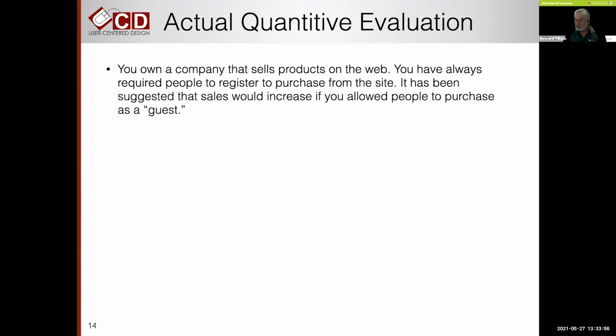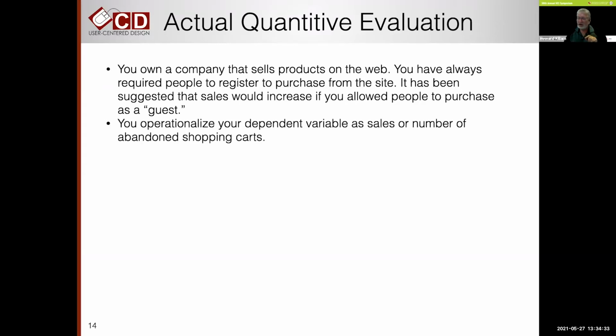You own a company and you sell on the web, and you've been selling products for years, but you've always required people to register before they use your product. And somebody got this idea that maybe you would sell more if you let people check out as a guest instead. Your boss thinks that it's worth a try, but only if you can prove that this will actually increase sales. In fact, you better prove this. Otherwise, if it does something like reduce sales, you could get fired. So you need solid evidence before you're going to go forward.